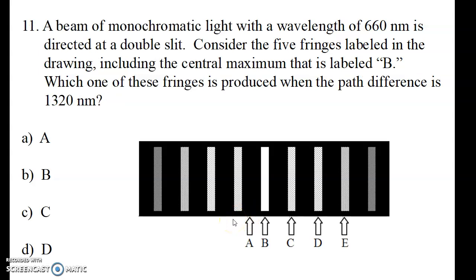Okay, here the beam at 660 nanometers is detected by the double slit. 5 fringes. Central is at B. Which one of these fringes is produced when the path difference is 1,320, which is twice that? And the answer would be D, way out here. Okay, that's the second one out there.